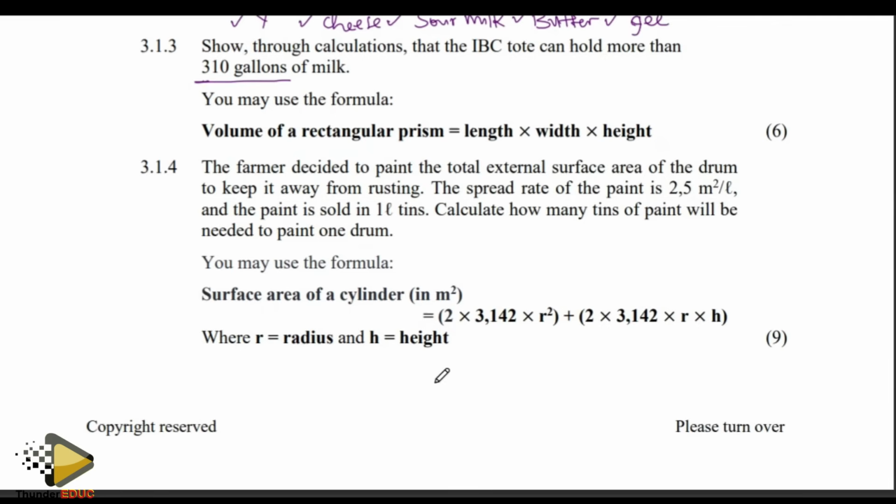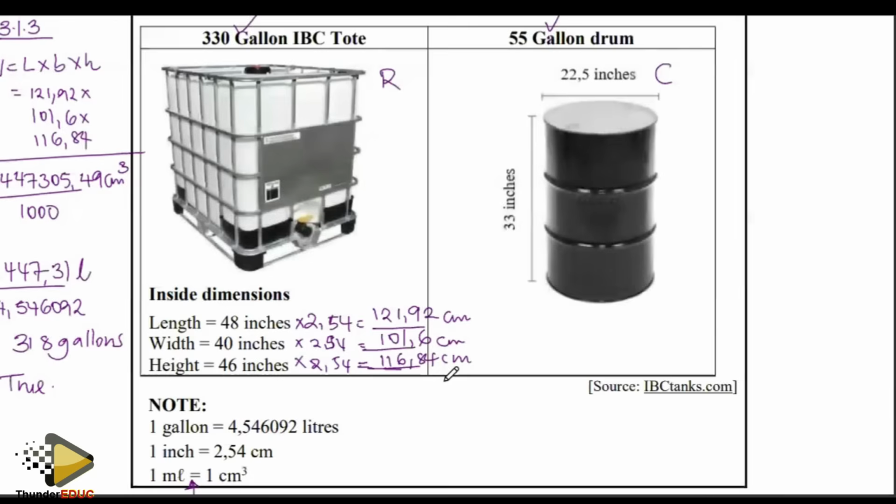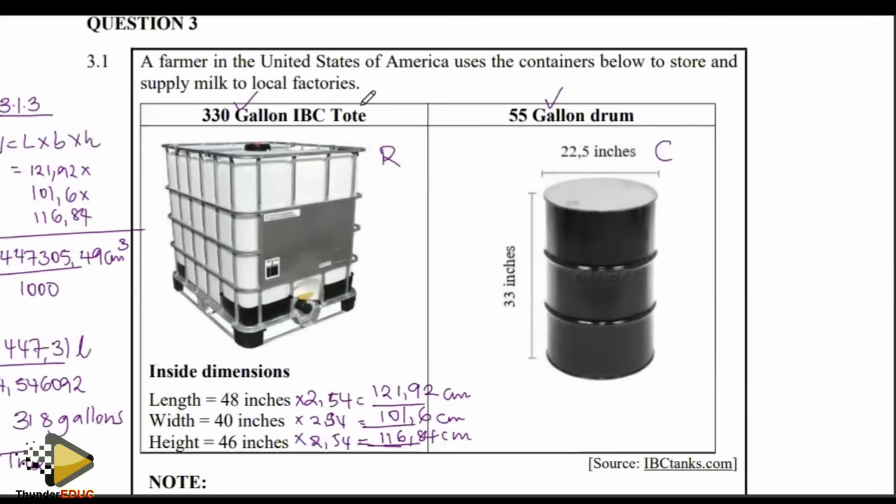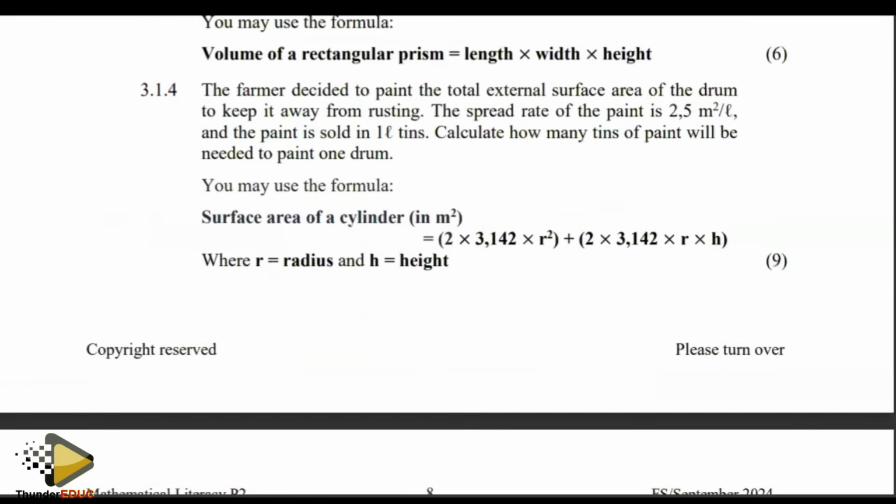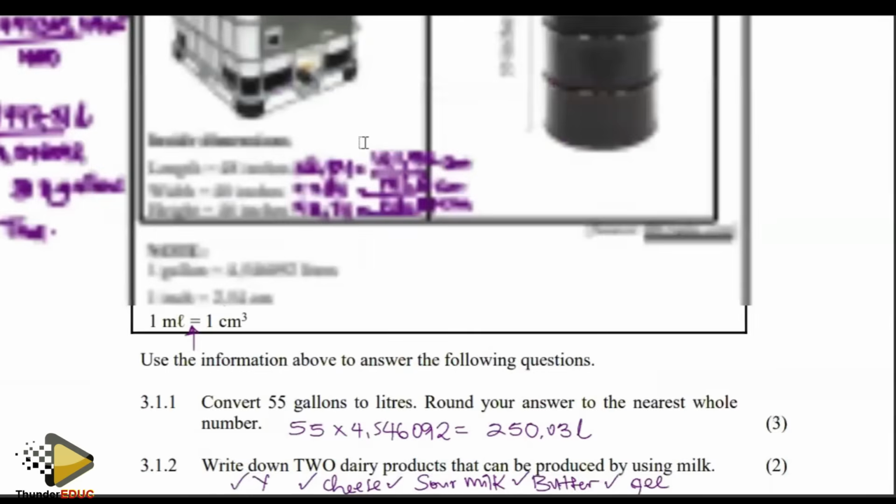So what we are going to do is substitute into a formula. Allow me to work it near the drum that we are looking at. Another thing we have to know is that the question talks of meters squared per liter. Understand? So our measurements have to be in meters, not inches. So we need to change that.